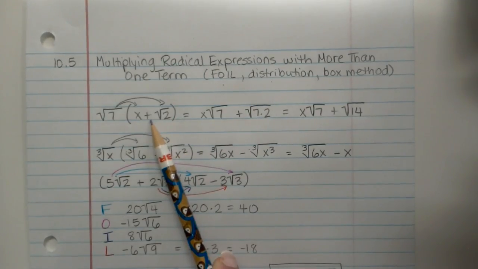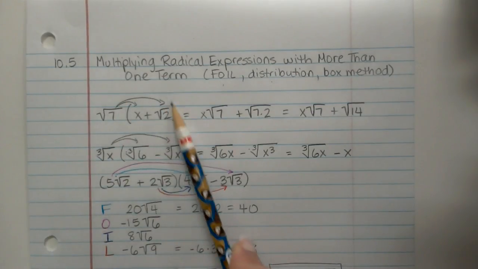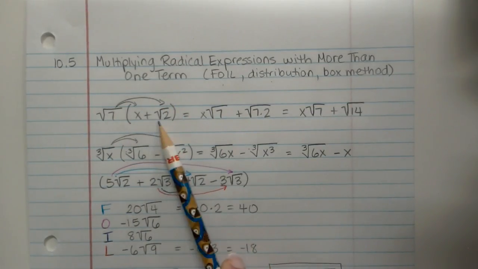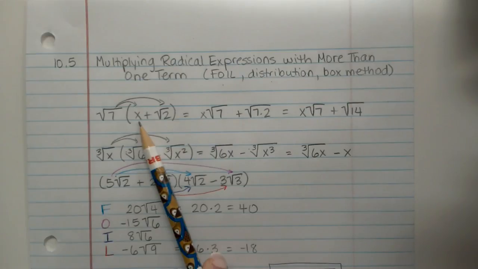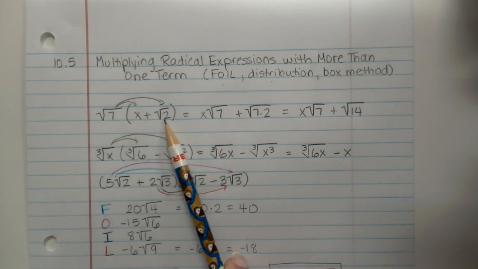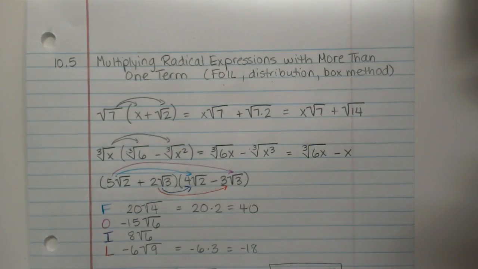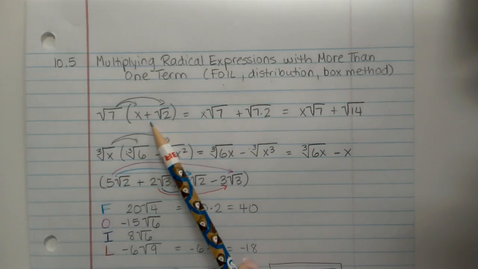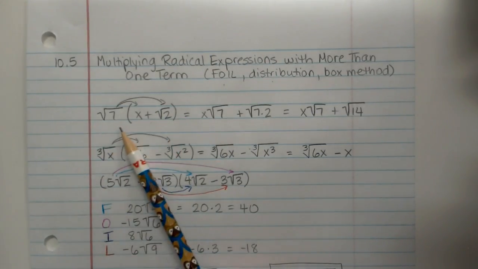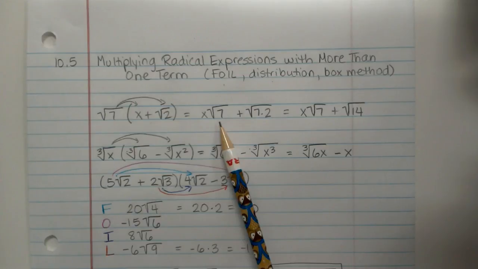Now these are being added together, not multiplied. So because there's an addition in here, you have to actually distribute, right? If these were multiplied by each other, you would just have x times the square root of 7 times the square root of 2, which would be x times the square root of 14, right? But these are being added, not multiplied. So you distribute it just like you would anything.